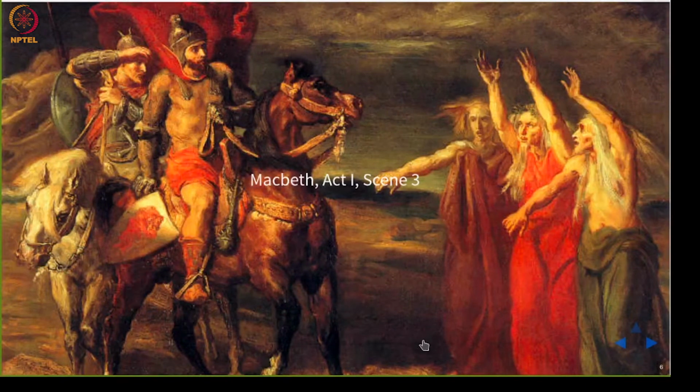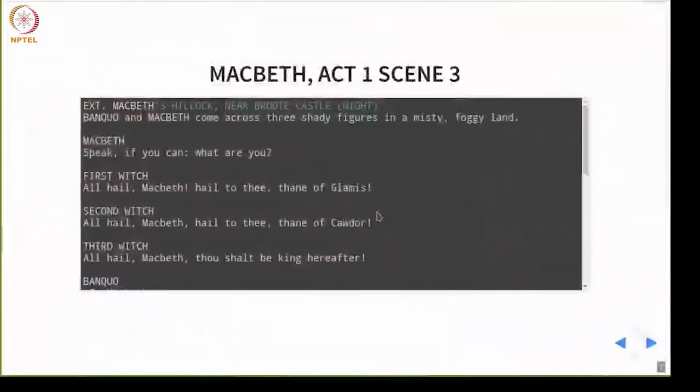So this particular scene is very interesting, and I really like it. I'll just read it out for you. This is the set of dialogues from there. In this scene, what you saw were 5 characters. On your left were Banquo and Macbeth. They come across three shady figures in a misty, foggy land.